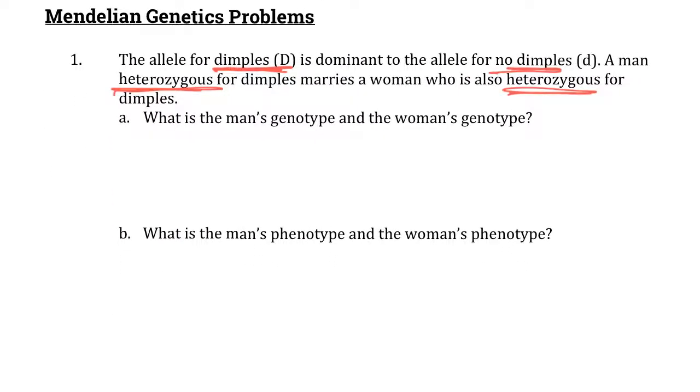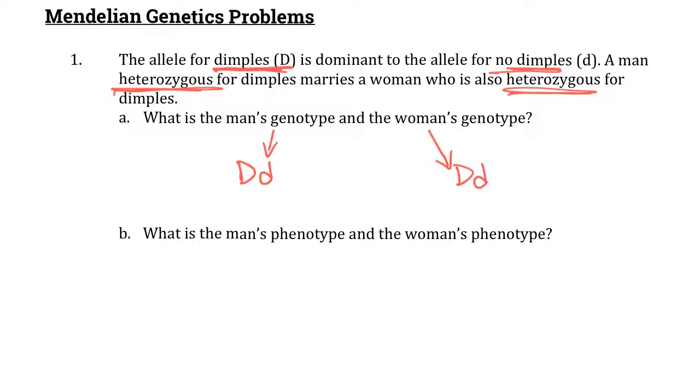So let's go back down. It says, what is the man's genotype and the woman's genotype? Well, if they're both heterozygous, then both their genotypes should be exactly the same, because there's only one way you can write the alleles for heterozygous. So the man's genotype must be big D, small d. The woman's genotype, she's also heterozygous, must also be big D, small d.